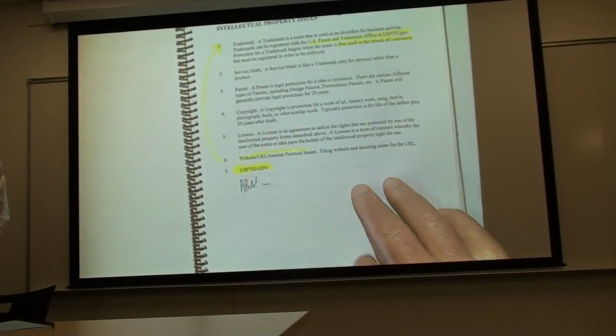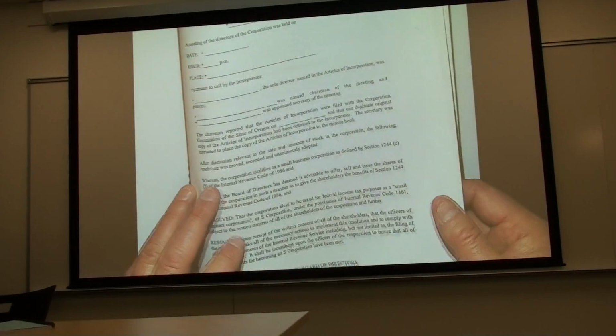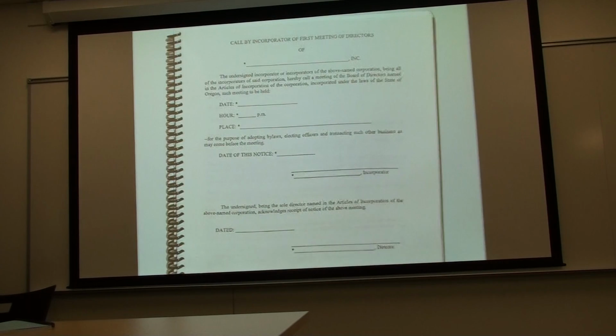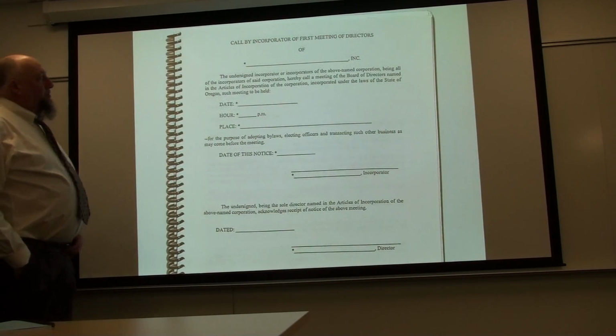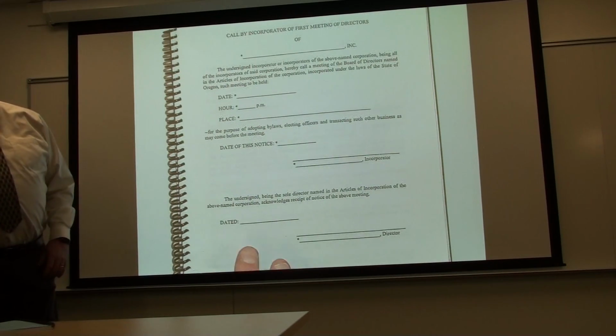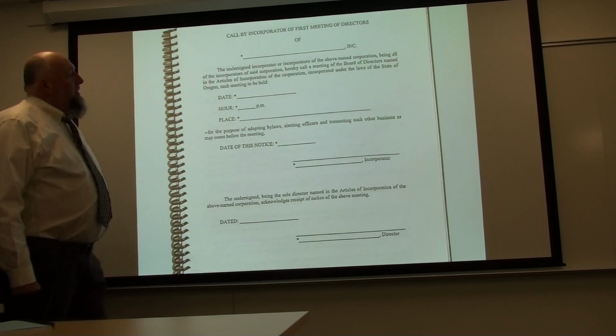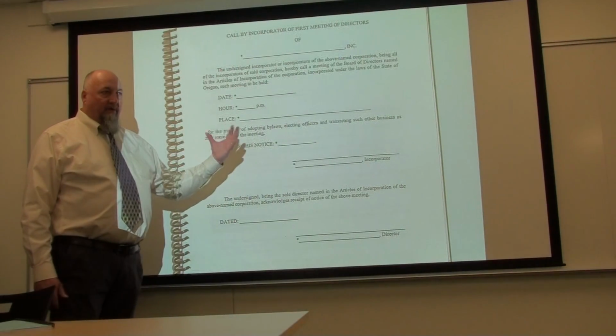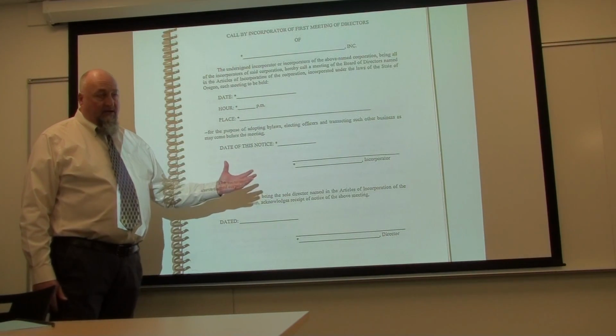And then, forgot page 57, forgot this form. Call by the incorporator of the first meeting of the board of directors. This is a form to announce to the public that there is a new corporation and you're going to be having the first meeting of the board of directors.